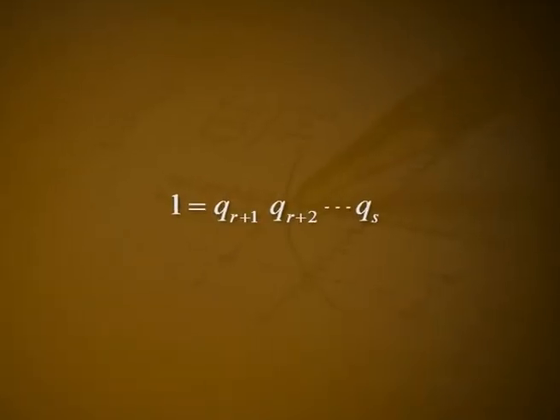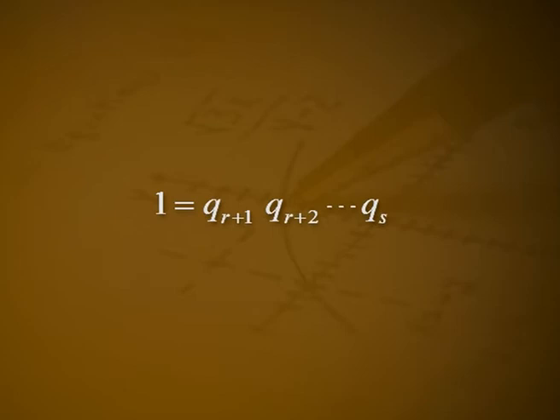If the inequality r less than s were to hold, we would eventually arrive at 1 is equal to qr plus 1, qr plus 2 etc. qs, which is not possible because each qj greater than 1. Hence, r is equal to s and p1 is equal to q1 and p2 is equal to q2 etc. pr is equal to qr, making the two factorizations of n identical.